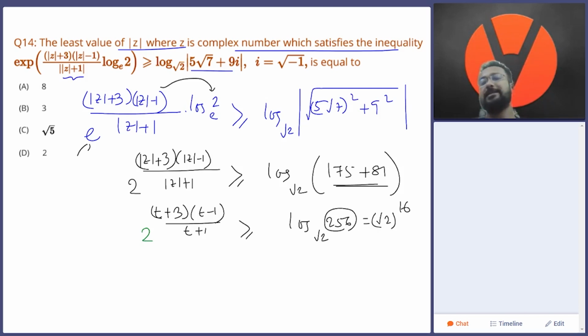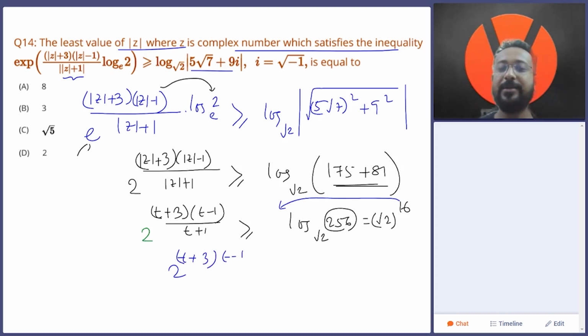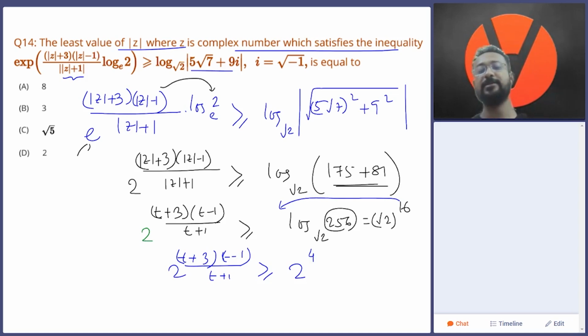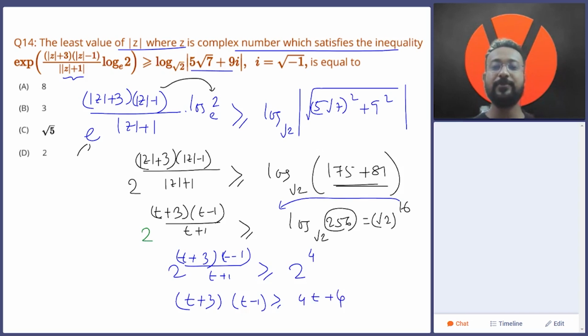So 2 to the power 8 is 256. Yes, so this 16 will come out and log of root 2 base root 2 will be gone. So I think 2 to the power t plus 3 into t minus 1 divided by t plus 1 is greater than or equal to 2 to the power, sorry, yes, so I hope you're getting that the log of root 2 base root 2 will be gone and 16 will come out, so I can write this as 4, correct? So finally what we need is t plus 3 into t minus 1 greater than or equal to 4 times t plus 4.